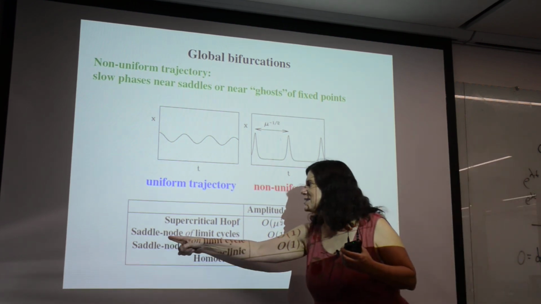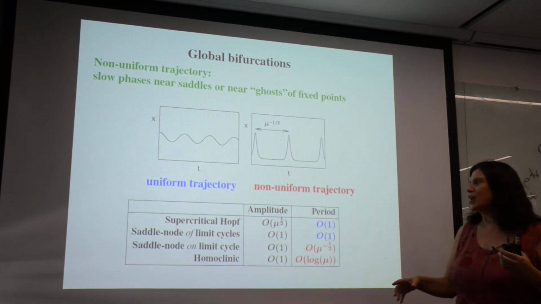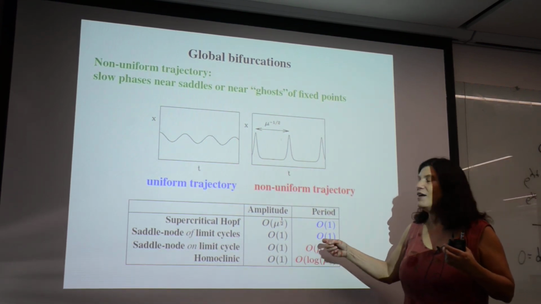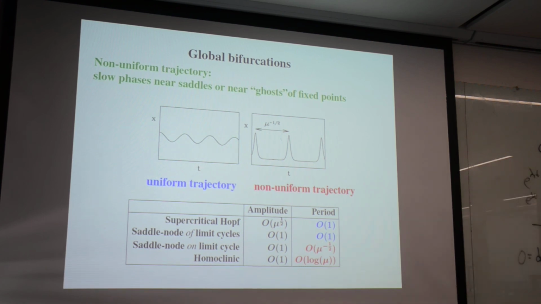The saddle node of limit cycles, we saw there that the action was in R, and the period, okay, here, what do we see here?